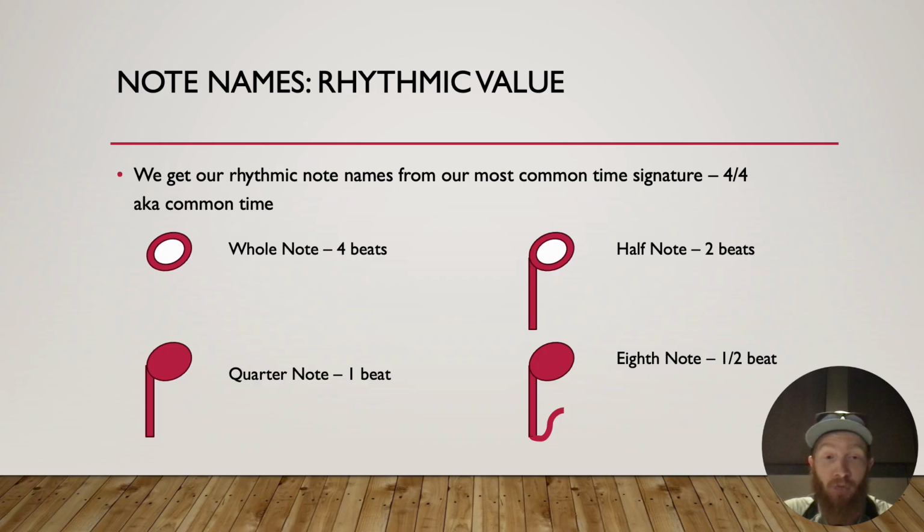Because we use 4/4 so much, we just use these names, but they stay with their assigned number of beats, right? So if we're in 5/4, a whole note is still only worth 4 beats, which means it's not a whole measure. It's a whole note, but doesn't take up the whole measure, right? So it can get a little complicated there. Same with a half note. A half note is no longer going to be half the measure, but only 2 beats. A quarter note is not a quarter of the measure, but 1 beat. An eighth note is not an eighth of the measure, just half a beat.